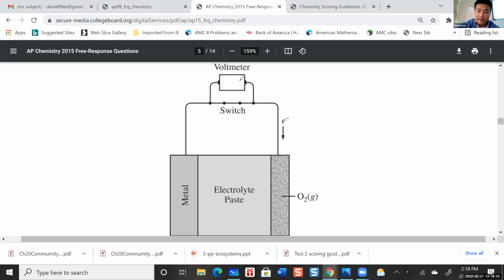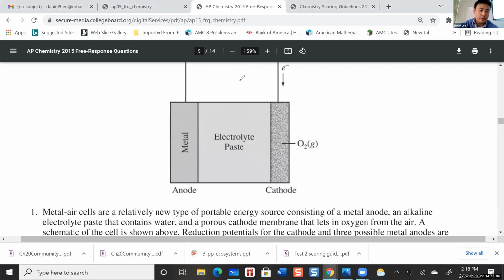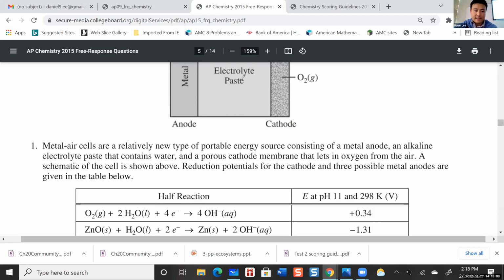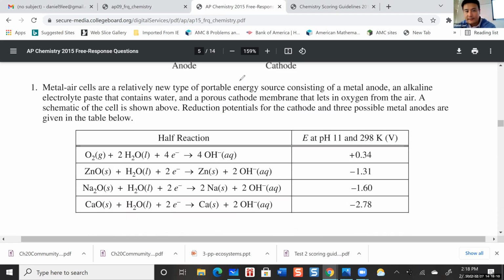Okay, so what about this? And they even tell you which one is anode and cathode. They don't have to tell you. So what we're doing here is a battery, and this is a type of battery called metal air cells. So metal is the anode, air is the cathode. There's a new type of portable energy that consists of a metal anode, and you also have an alkaline electrolyte paste. That would be the salt bridge. That has water, and a porous cathode membrane that lets oxygen in.